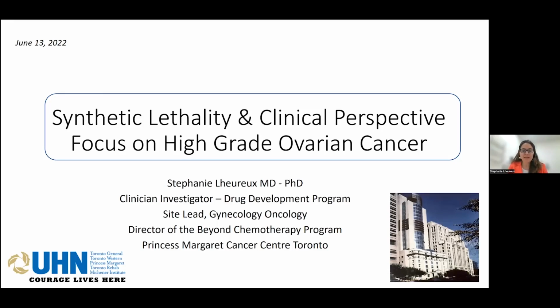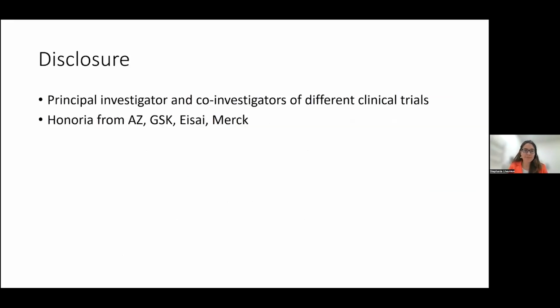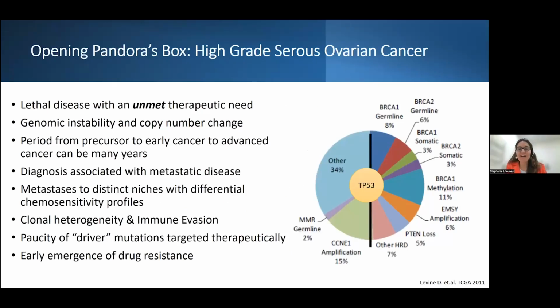So here my disclosure. So in terms of the high-grade serous ovarian cancer, every treatment that we develop is usually based on biology. So we need to know about the disease biology to develop new drugs. High-grade serous ovarian cancer is currently still a lethal disease with an unmet therapeutic need, specifically in the platinum-resistant setting. And what do we know about high-grade serous ovarian cancer?